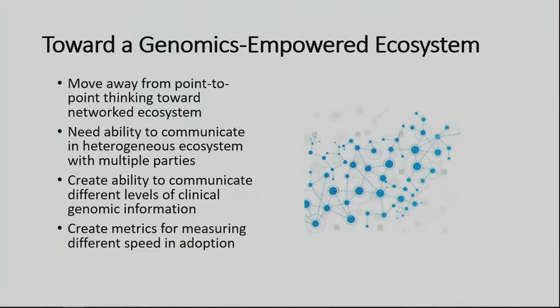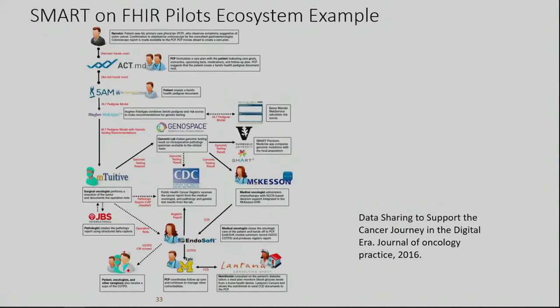Okay, things that I'm seeing toward the future that may be useful. I think we're moving away from this sort of point-to-point thinking, which came from version 2 and some other approaches, toward thinking of a networked ecosystem, this ability to communicate in a heterogeneous ecosystem with multiple parties. Each of those parties has different levels of capabilities and information needs. And so we need metrics for measuring the different speeds of adoption, where they are, so you know who to communicate with, and at what time. I mean, someone's going to be using version 2, version 4, version 4 beta. How are you going to know what exactly within genomics you can count on them for?